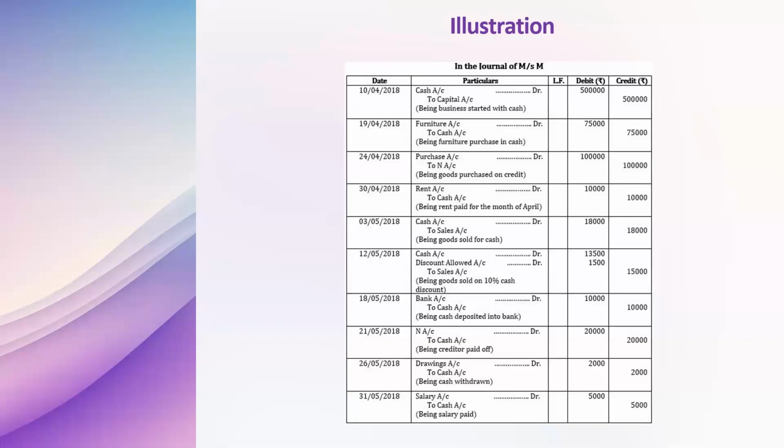Next week, we will have more illustrations, at least 2-3 illustrations, so you will be very good with all the journal entries. If you're good with journal entries, you don't have to worry about ledger, balance sheet, balance. Clear? Yes, ma'am. Any doubts you guys have?